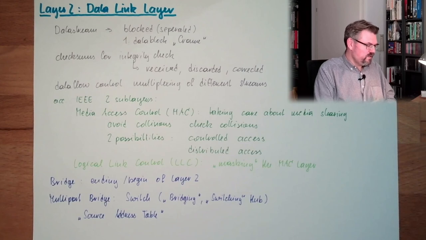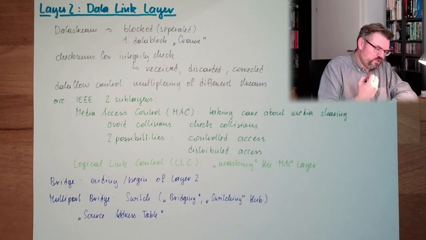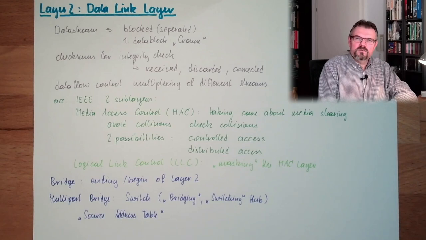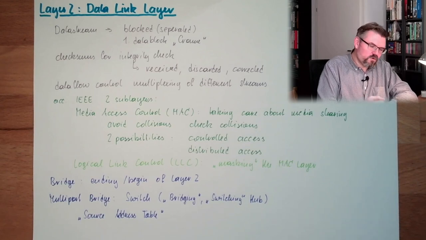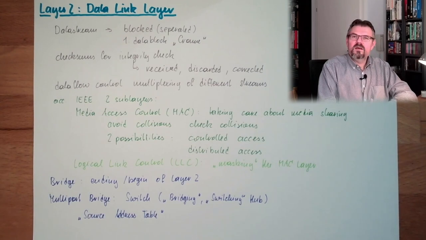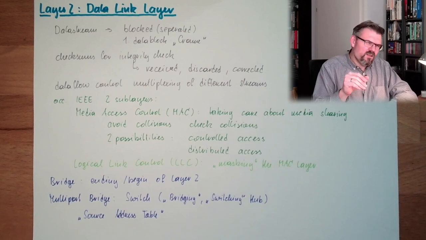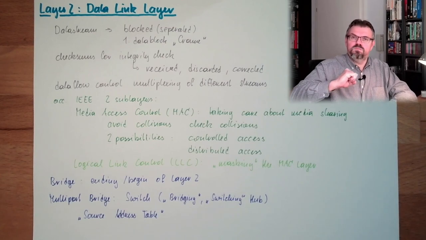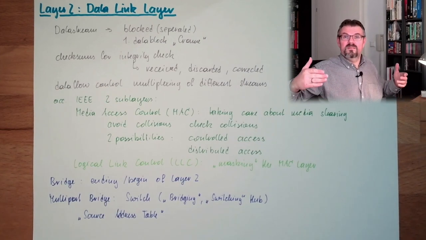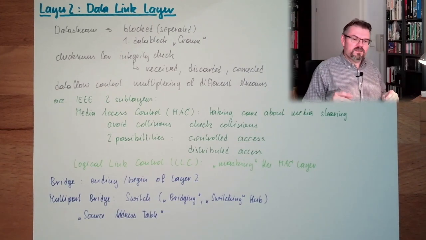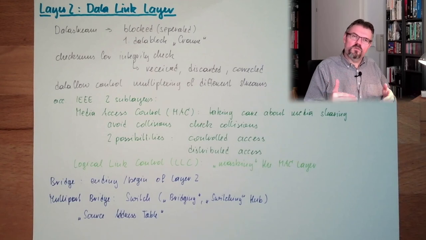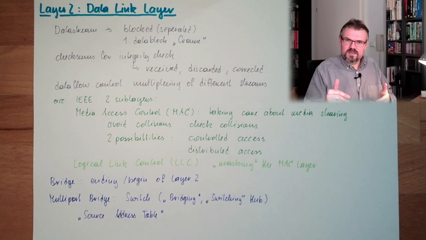Multiport bridge. This is the thing which is working on layer 2, a bridge. Multiport, also called switching hub, bridging hub, working with a source address table. The one thing that needs to be mentioned: the latency of a bridge is significantly longer than for a hub. A hub just has to repeat. There's no thinking about it. A bridge has to think where to repeat it. A bridge has to look up in a lookup table where to put this. And this takes some time.